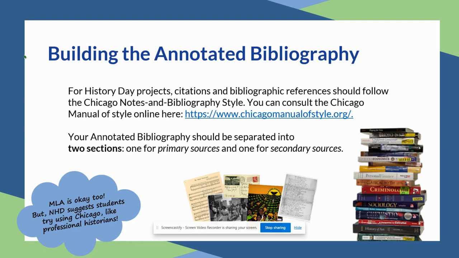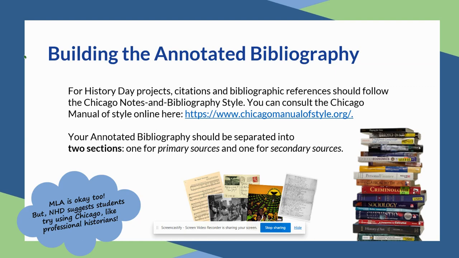For History Day projects, citations and bibliographic references follow the notes and bibliography style from the Chicago Manual of Style. MLA is okay too, but NHD suggests students try using Chicago, like professional historians. Chicago is kind of the chosen style for historians in the field, but we totally understand that MLA is really common in schools, so students are more than welcome to use MLA as well. The examples I've been showing you today are all in Chicago, just because it's what I'm familiar with and like to use best, but you definitely have both options.